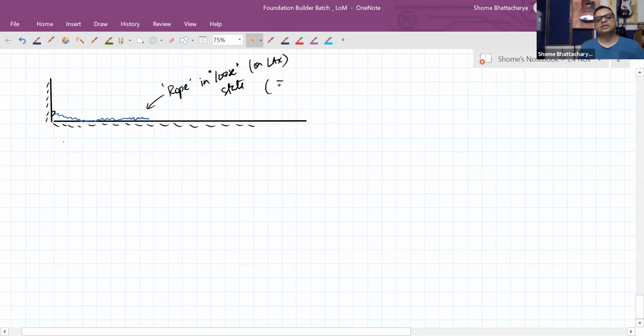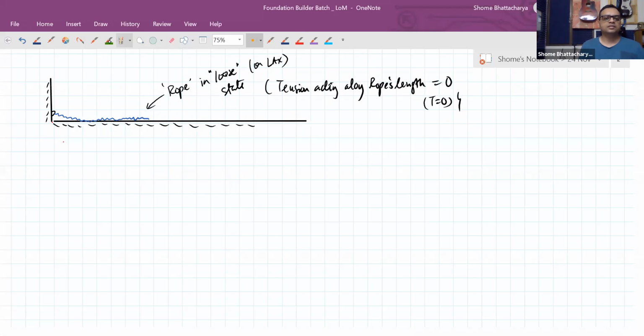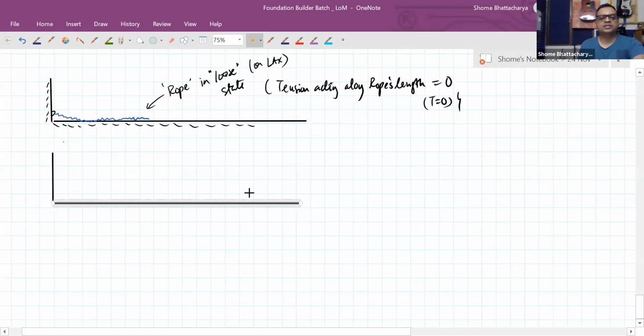So in this state, what will happen? The tension acting along the rope's length is zero. Tension is zero. Okay. But next, if we apply some external force on the rope in such a way that we are applying a force at one end of the rope and the other end of the rope is attached to the wall. So the rope has a tendency to get stretched out.